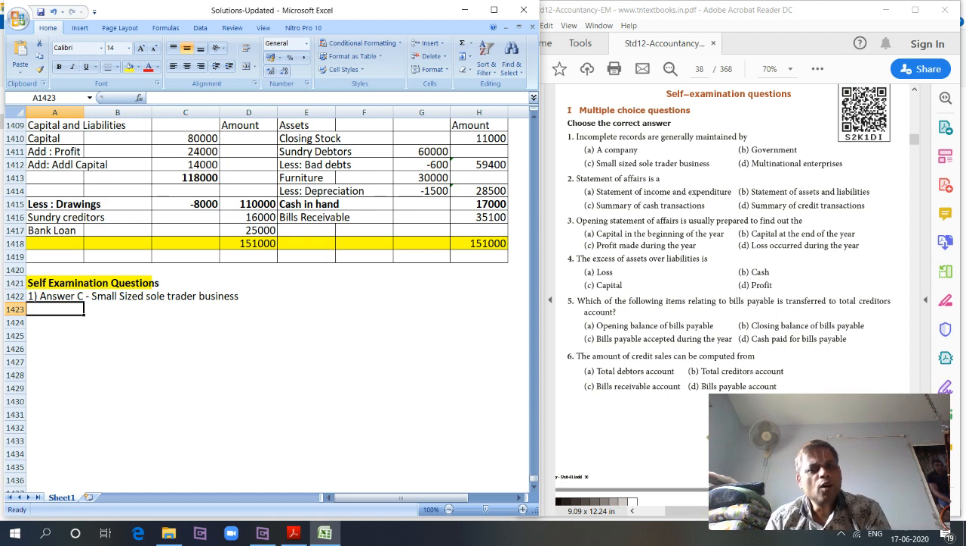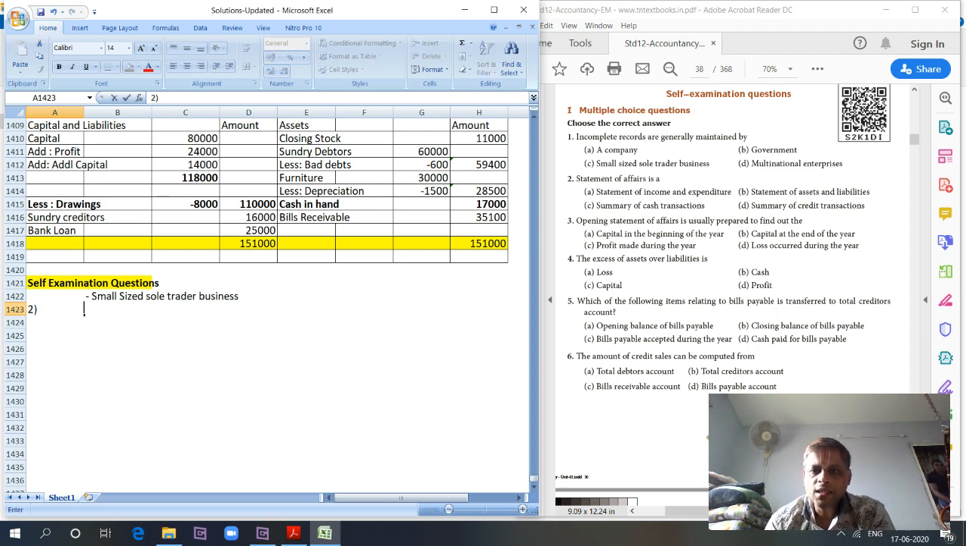Government normally maintains accounts in a traditional way, and multinational enterprises maintain supporting documents, transactions, journal entries, ledgers, trial balance, and balance sheet, everything in a proper double entry form. A small-sized sole trader business generally does not maintain the accounts in a proper form. So incomplete records are generally maintained by answer C, small-sized sole trader business. Next question.